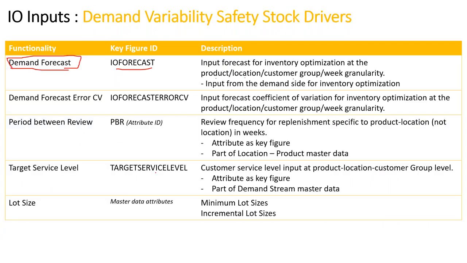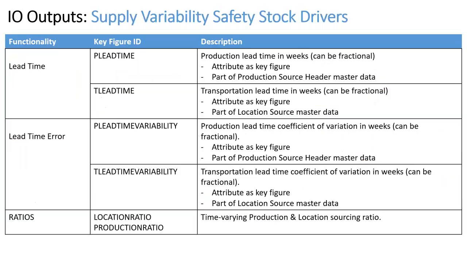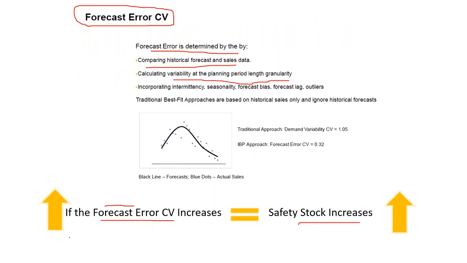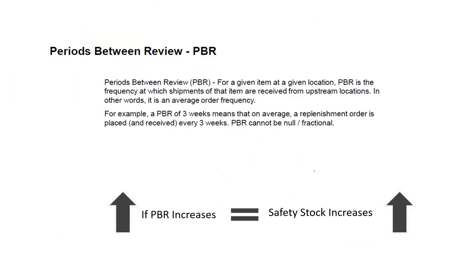Now, the demand error. Another one is periods between review, that is the PBR, so you guys must be knowing it. It is the review frequency of replenishment specific to product location, not just location itself, because in that location for that particular product, what is the PBR? In the DC, the finished good can have one PBR. In the plant, the same finished good can have another PBR. So the first one is error CV. If the error CV increases, safety stock increases.